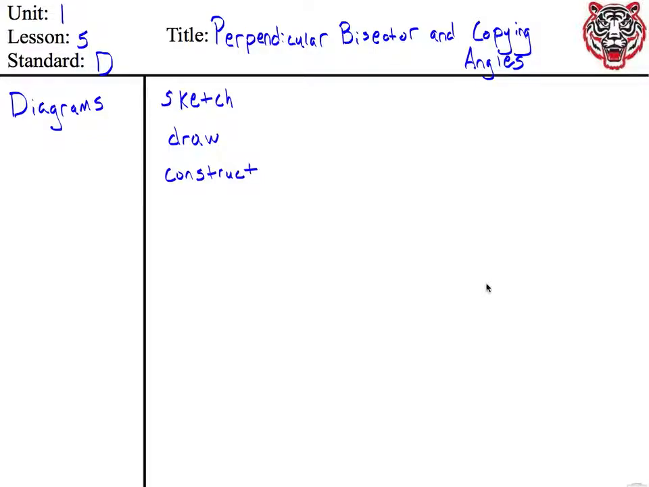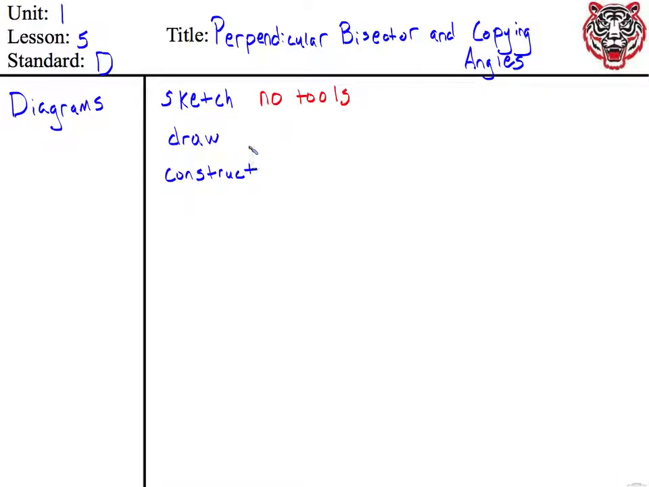These three words, sketch, draw, and construct, mean very specific things in geometry. I just want to give you a brief overview of what each one entails. So sketch: the main thing you need to know is there are no tools required. If I say sketch a triangle, just do your best to make a triangle without ever using a ruler, no tools at all, just your pencil. You do your best.